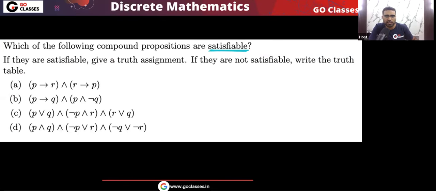So you know satisfiable. This question also I am giving you as homework, but I will solve one option here. Tell me which option to solve. Let me know.